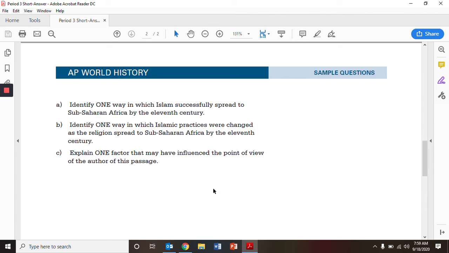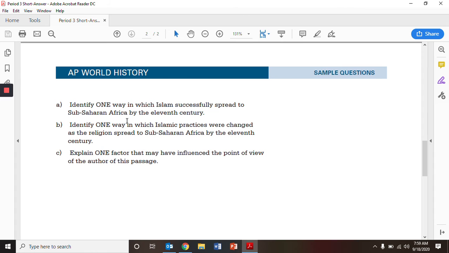So identify one way in which Islam successfully spread to sub-Saharan Africa by the 11th century. So you would say, Islam was able to successfully spread to sub-Saharan Africa during this time period because, and then give me your example. How did it spread? And then answer the so what. Explain. How did it get there? What impact did it have?